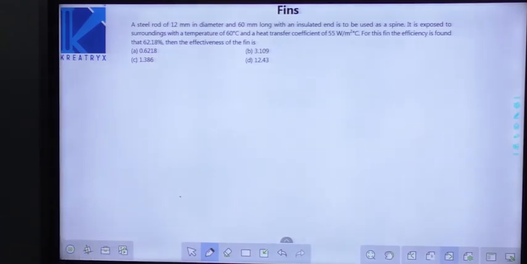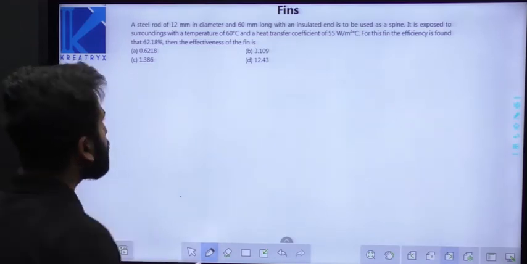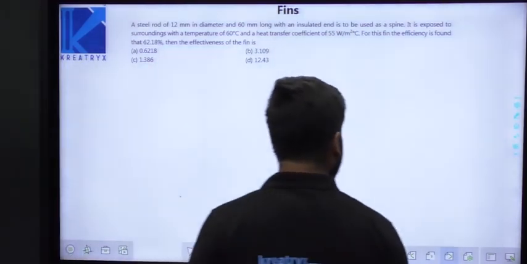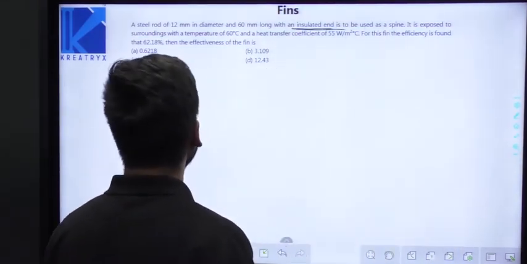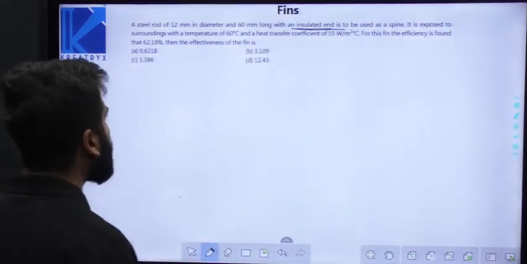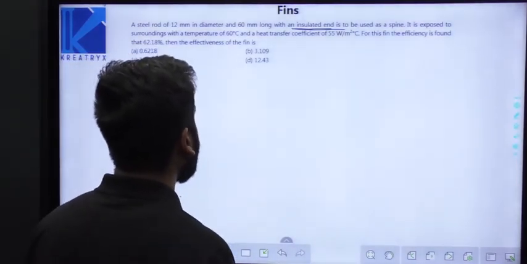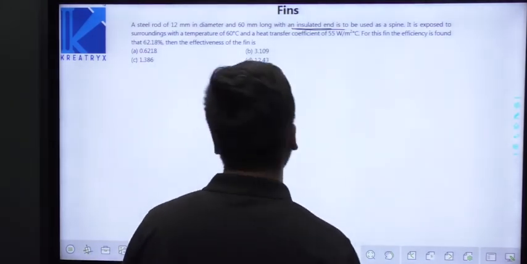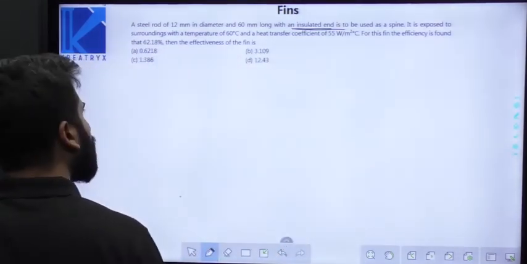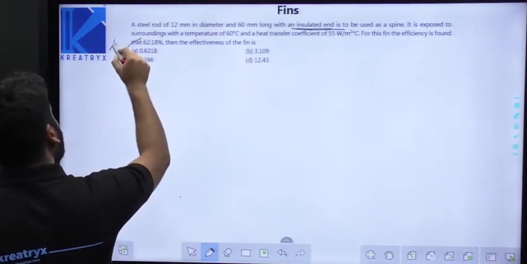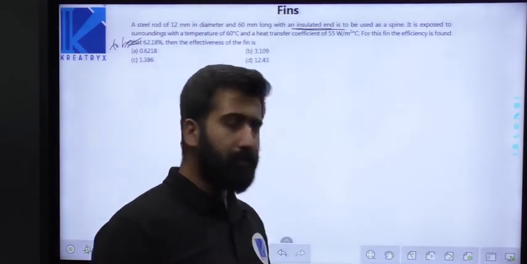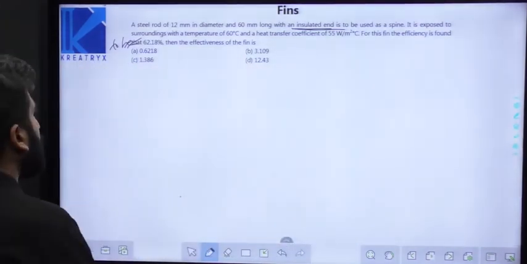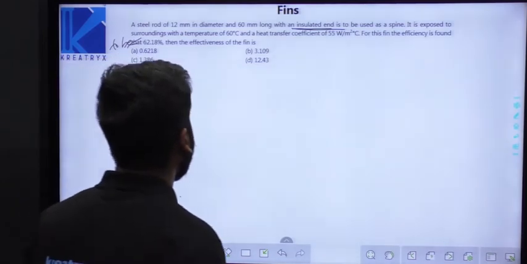It states that a steel rod of 12 mm in diameter and 60 mm long with an insulated end is to be used as a spine. It is exposed to surroundings with temperature of 60 degrees Celsius and a heat transfer coefficient of 55 watt per meter square degree Celsius. For this fin, the efficiency is found to be 62.18%. Then the effectiveness of the fin is, I guess this is the same type of question. So do it yourself before seeing the solution.